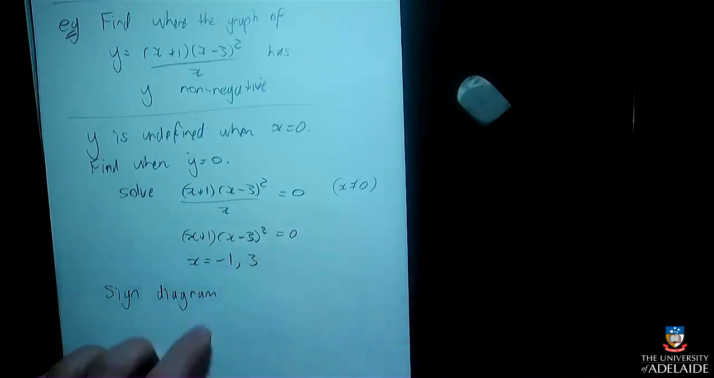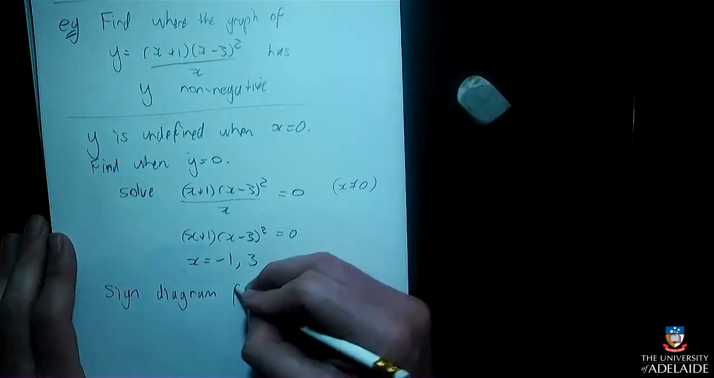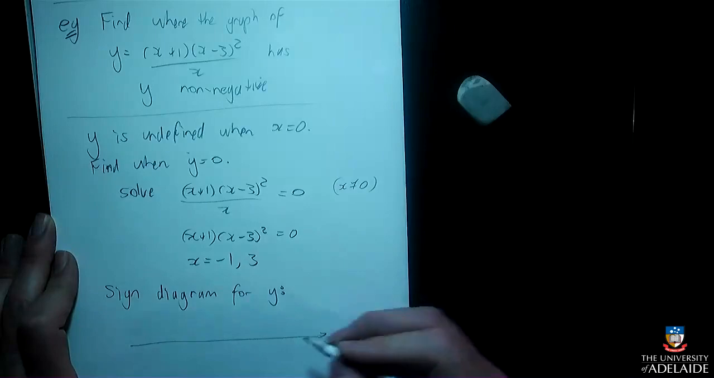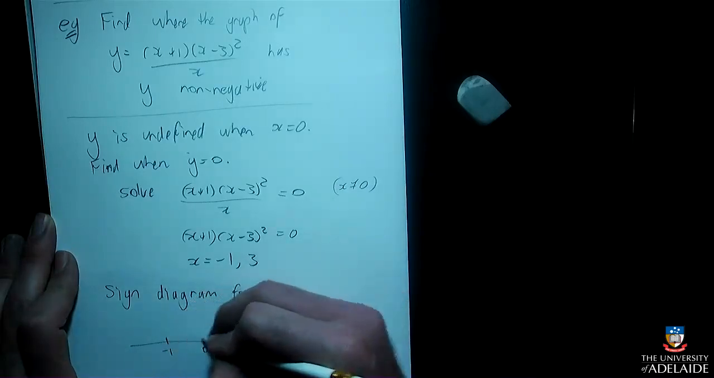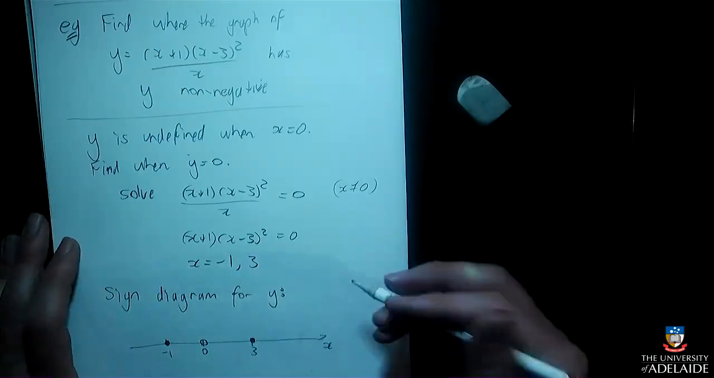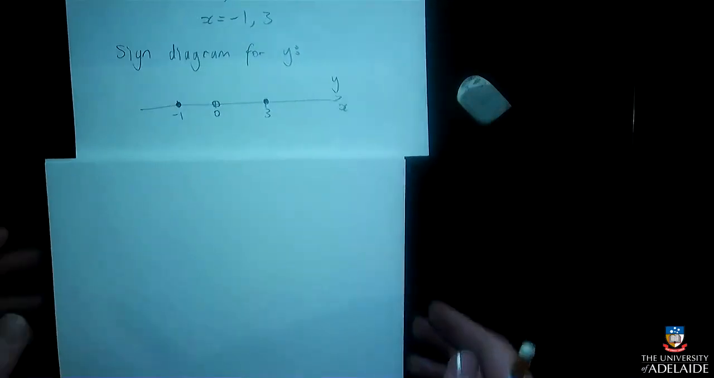So I'm going to do a sign diagram for what y is, because I was asked to find when y was non-negative. So a sign diagram for y. These are the options for x: -1, 0, and 3. It is 0 at that spot, and it's not defined at that spot, and it is 0 at that spot. Okay. So this is y up here. So we're going to slowly build that sign diagram up, and to do that we're going to need to find what y is in all of these zones.